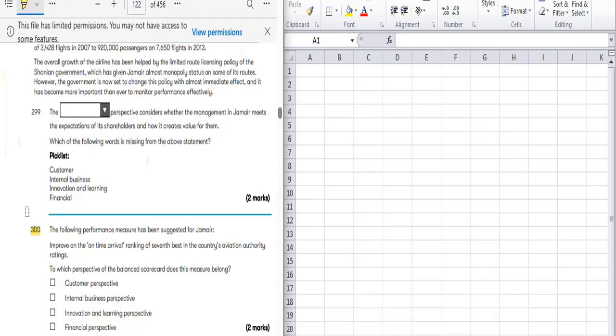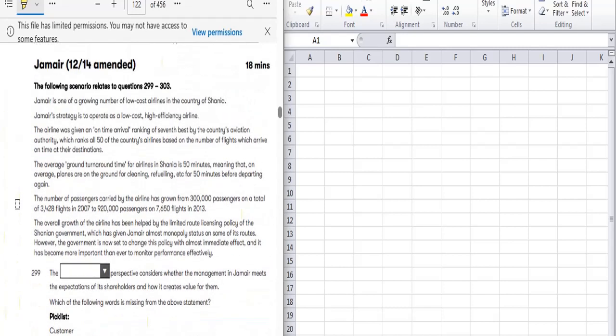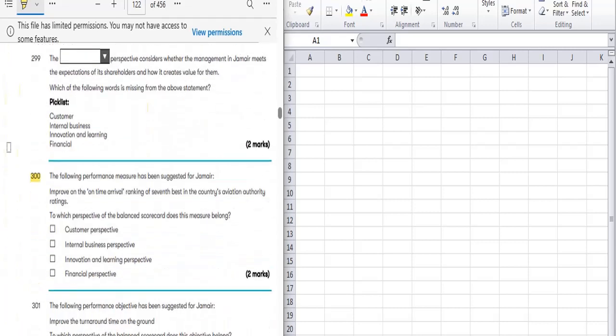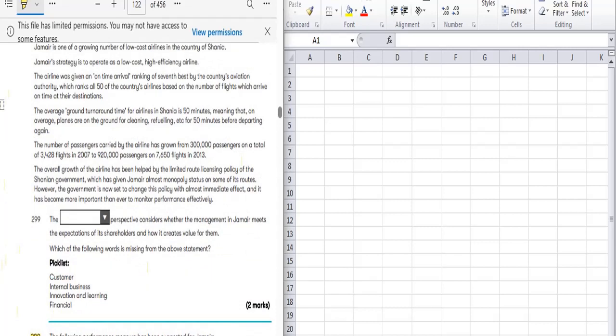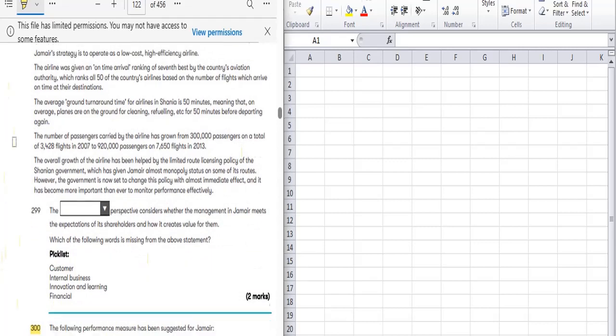So reading the scenario, the key word here is the airline was given on time arrival ranking by the 7th best of the country aviation authority. So if we choose the internal business perspective, it's all about how the business excels in the process, or it's all about the efficiency of the organization. And the customer perspective considers how existing as well as new customers look at the organization. So reading the sentence above, it indicates how the organization has been looked at by the public or the people around. So that's why customer perspective.